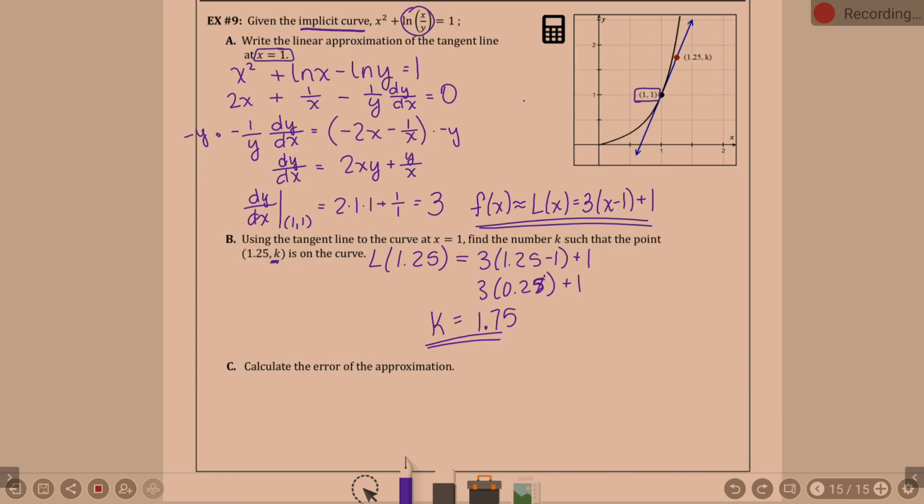Okay, so this is the absolute value of actual minus the linear approximation. So f of 1.25 minus L of 1.25 is, according to my notes, 0.44381. What equation would you use for that? The top one for f.